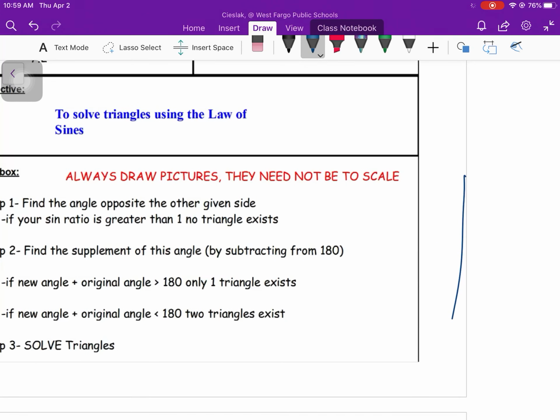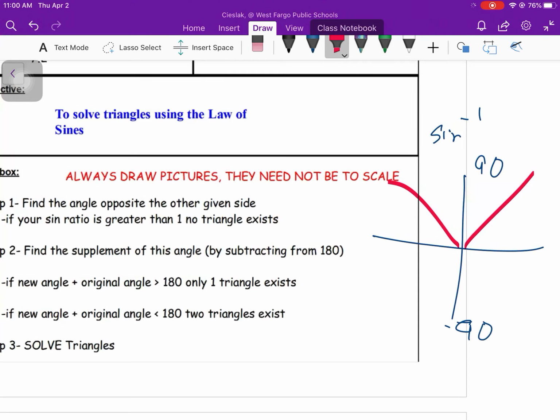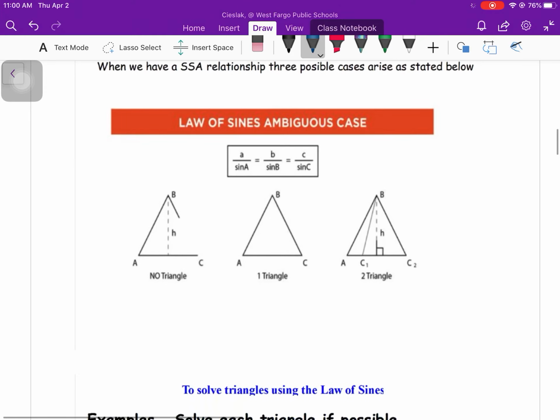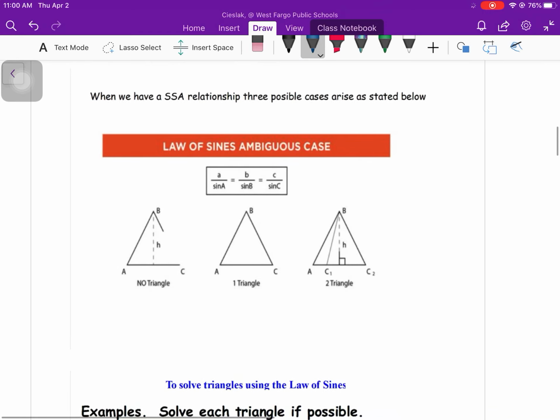Okay, here's what the ambiguous case eventually boils down to. If you guys remember the inverse sine restrictions, inverse sine always gave us something between negative, and I'm going to do it in degrees just because that makes a little more sense, between negative 90 and 90. But sine is positive in quadrant 1 and in quadrant 2. So what we're trying to figure out is, is it possible to have this angle and this angle forming two separate triangles? Okay, so this is kind of a visual example of that.